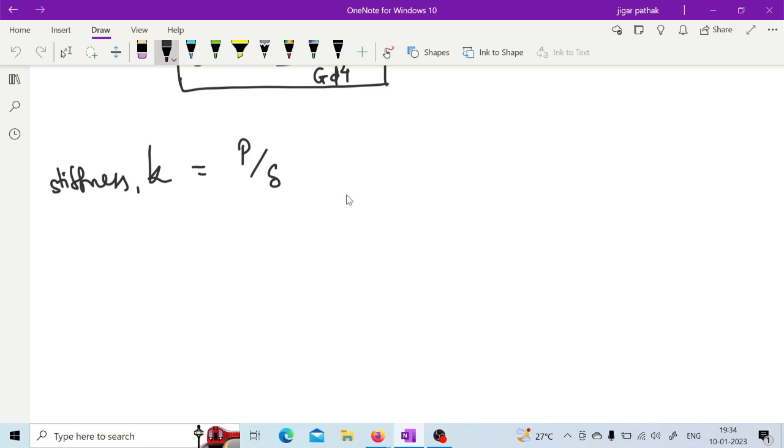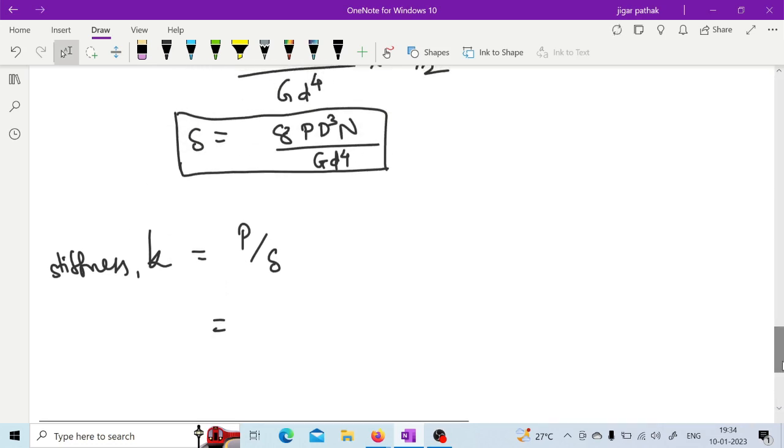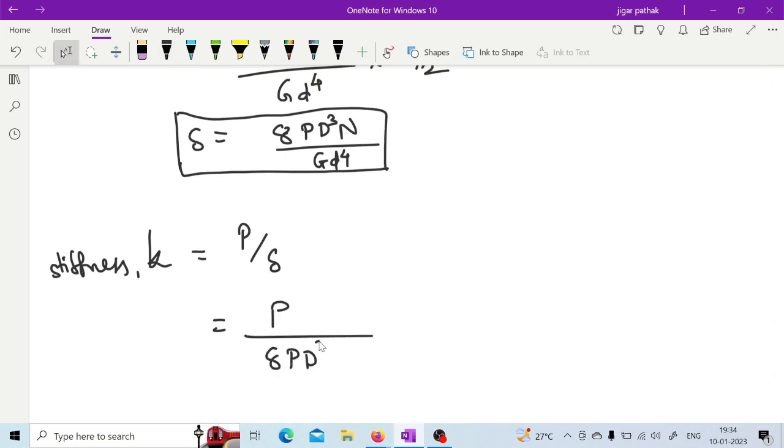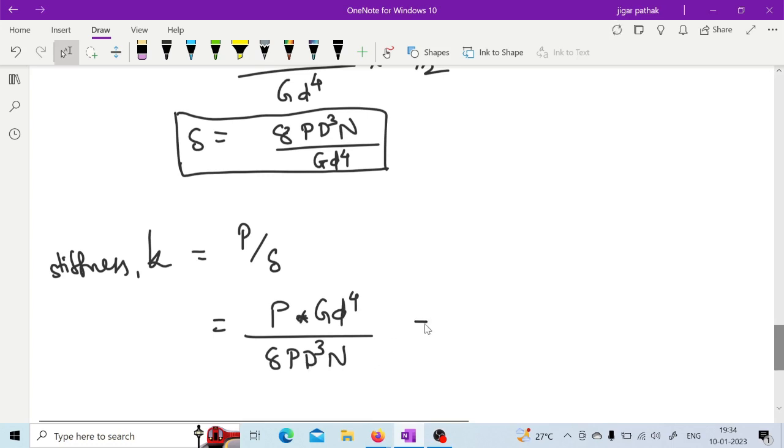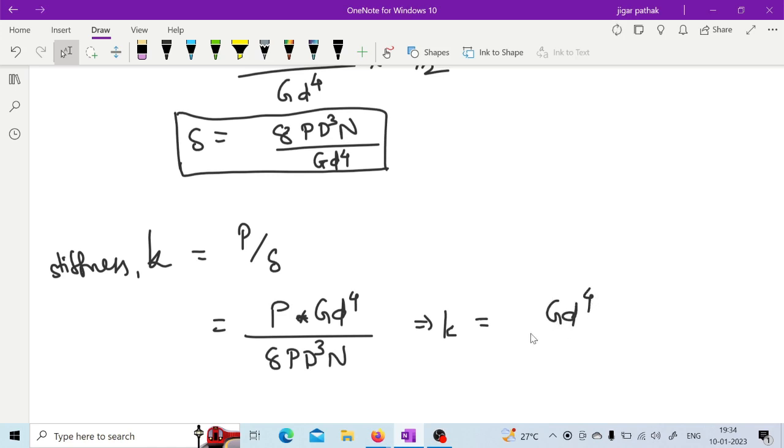Okay. So this stiffness is the load upon unit deflection, right. So now you can write this P, and what is the deflection that we have just written? Let us see what the deflection is. It is nothing but 8PD cube n upon Gd raised to 4. So basically K is given by Gd raised to 4 upon 8D cube n. So this is your stiffness, right. So this is how you have the stiffness as well as the deflection.